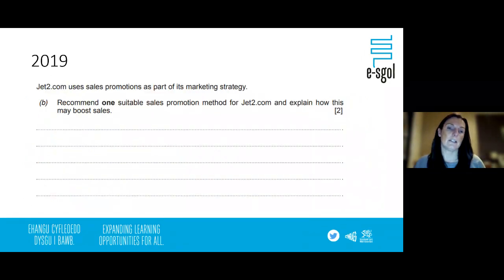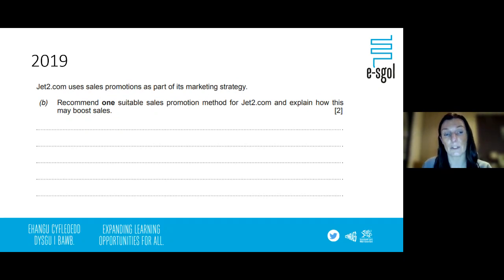Another question is looking at sort of promotion. Should I recommend one suitable sales promotion method for Jet2 and explain how this may boost sales? Now, something to really think about is do not mix up sales promotion with promotion. Promotion is an umbrella term for things like sales promotions and advertising. Sales promotion is separate to advertising. So your advertising is where you might put it on TV, on TikTok, on Instagram, advertise it, etc.